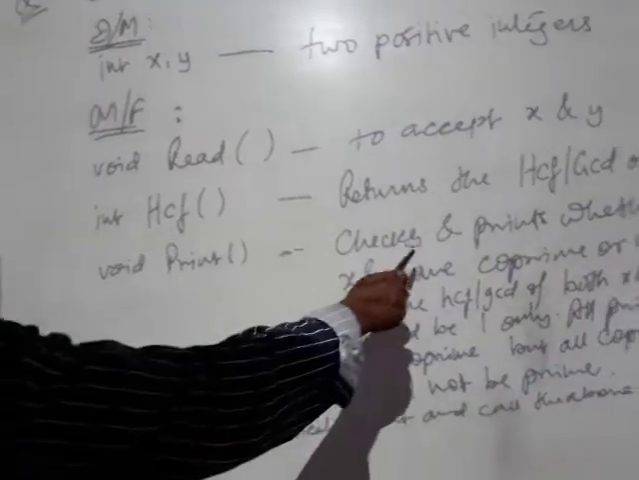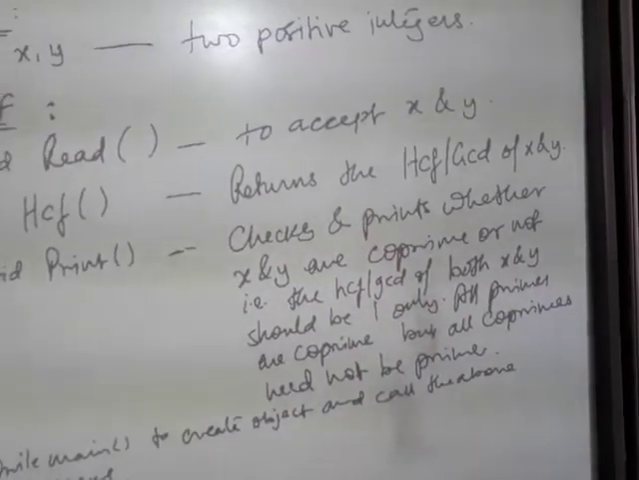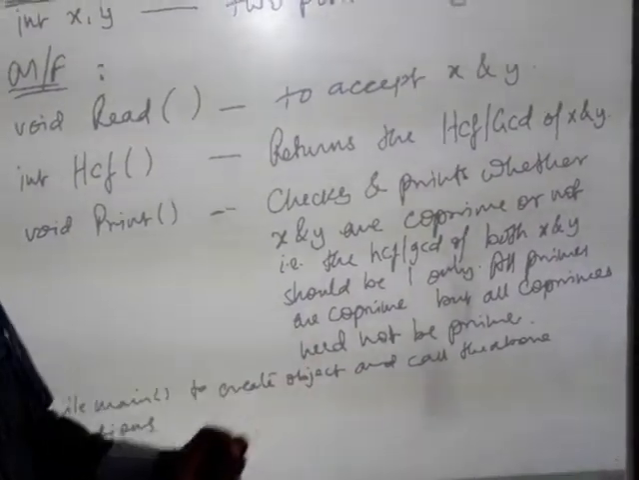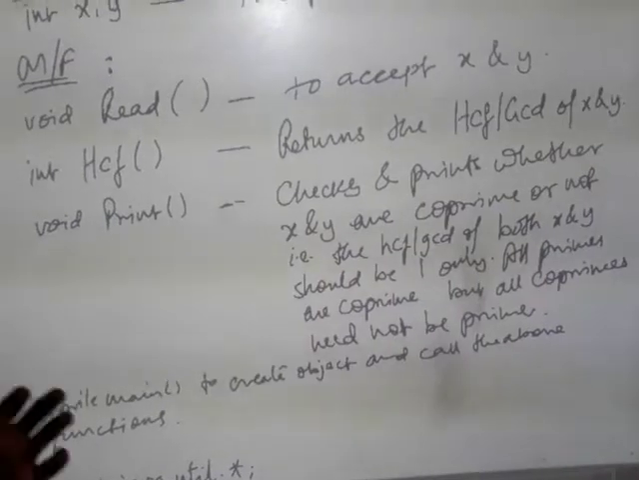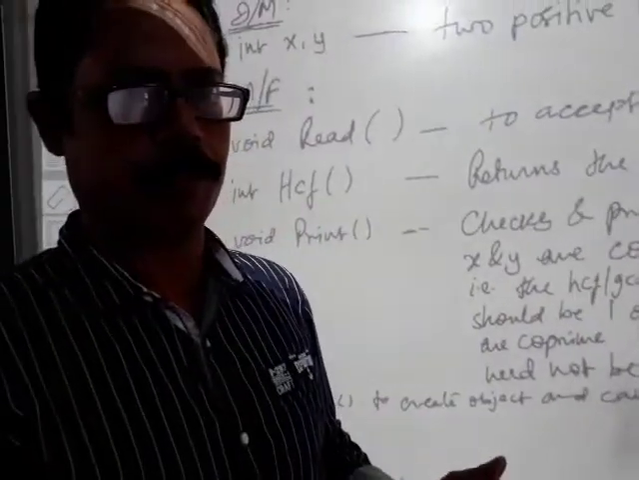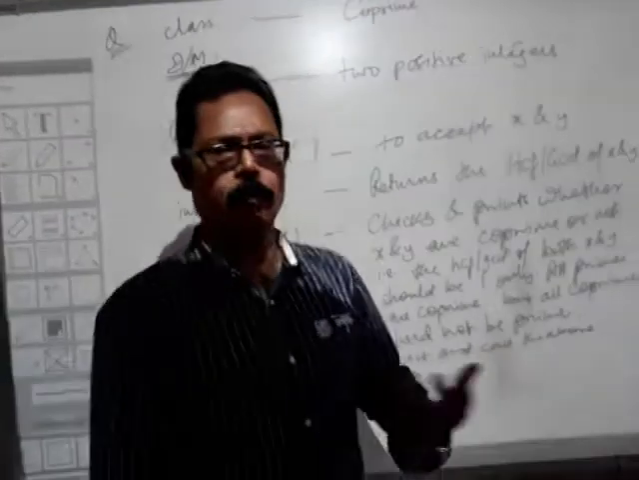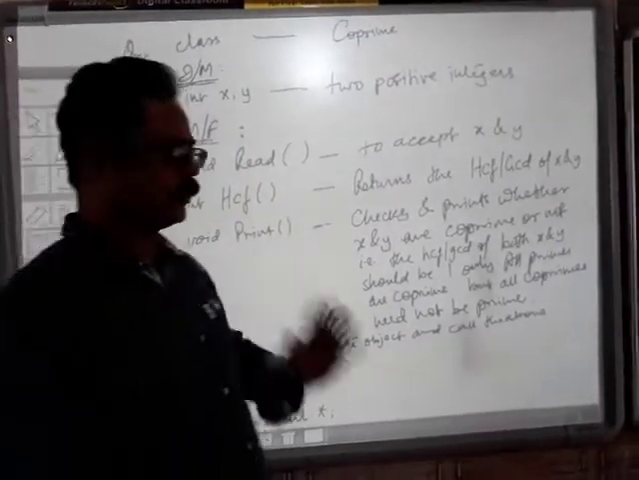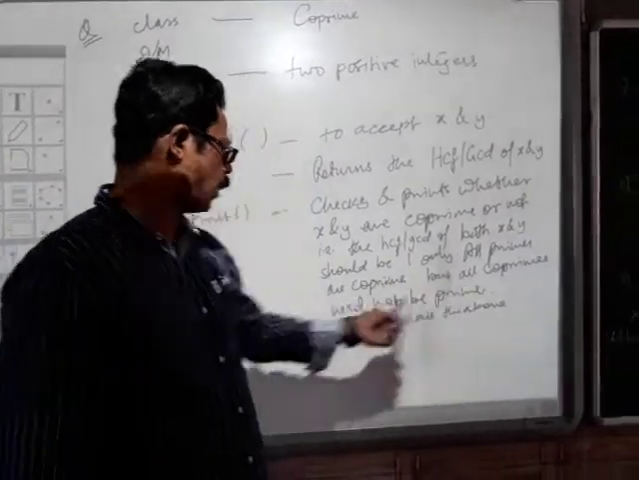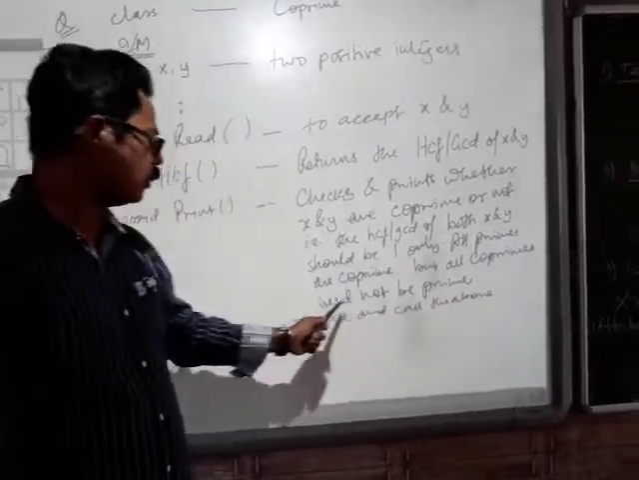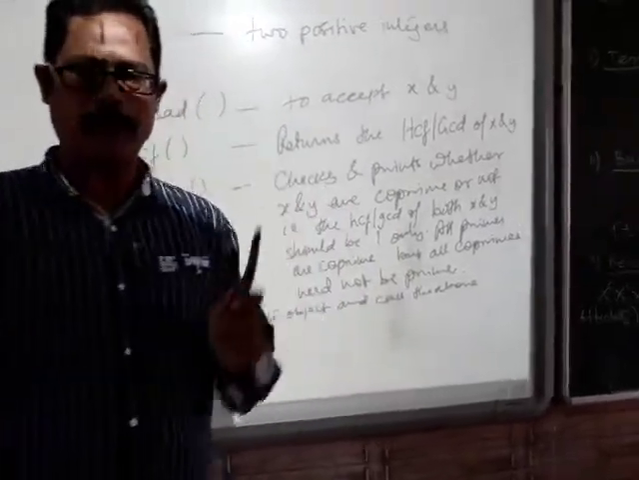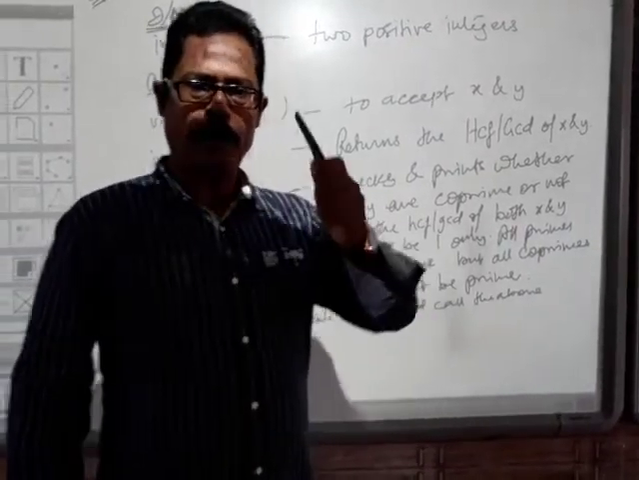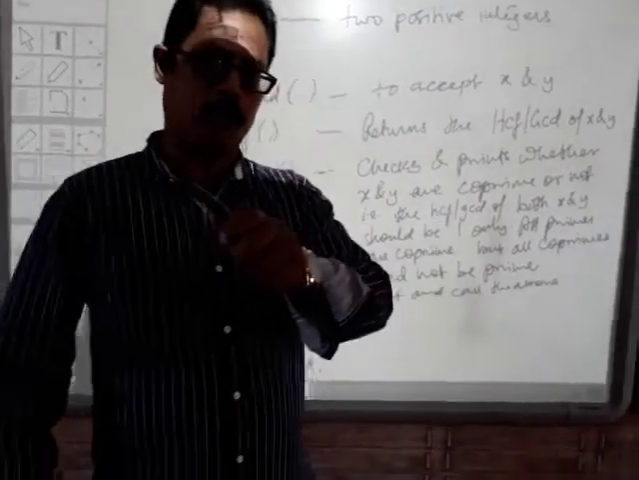Void print checks and prints whether x and y are co-prime or not. That is, the SCF or the GCD of both x and y should be 1 only. For example, 3 and 5, or 2 and 4, 3 and 4. Here one thing you have to keep in mind, as maths tells us, all prime numbers are co-prime, but all co-primes need not be prime. Like for example, 3 and 4, their HCF is 1. They are co-prime numbers, but they are not prime numbers. Remember, 3 is prime, but 4 is not prime.